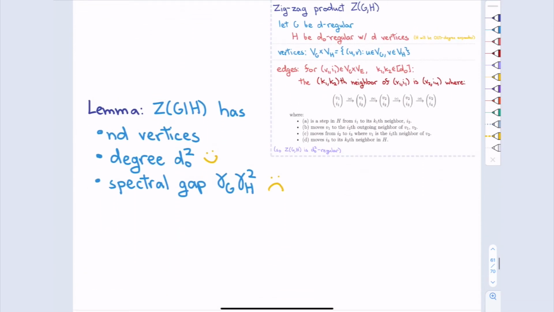The main thing was that in the zigzag product, the degree is going to be something like the degree of H squared, because you do two steps in H. And the spectral gap goes down based on the spectral gap of H. In particular, if H had constant spectral gap, it'll go down by a constant.